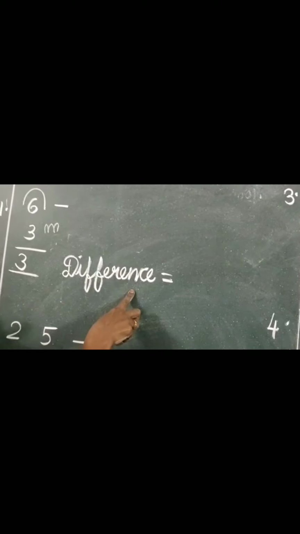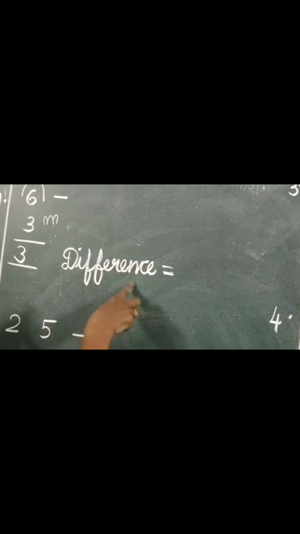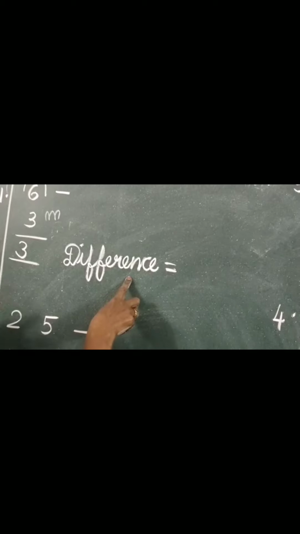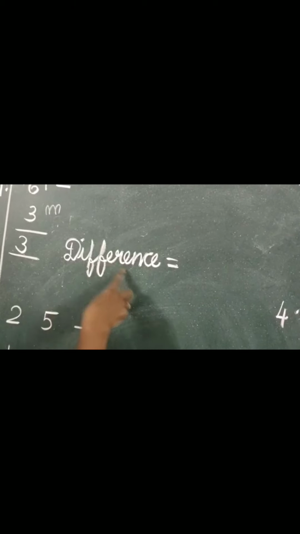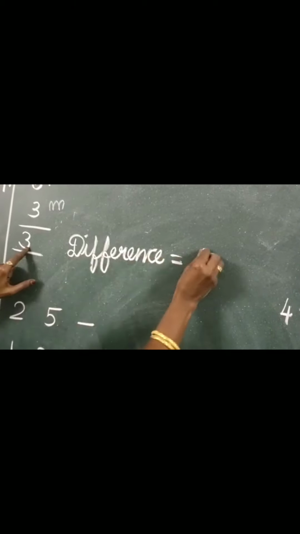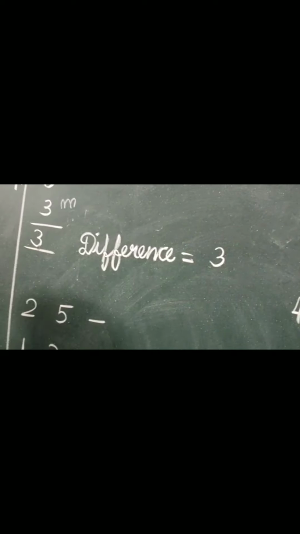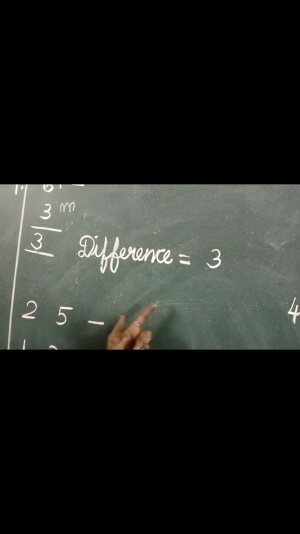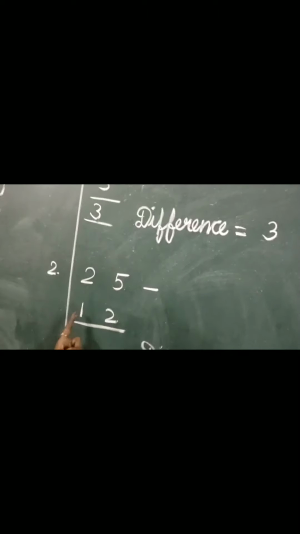So when you subtract a number from a number, the answer will be the difference of that number. So we have to write it as difference. So now your difference is 3. For addition we wrote sum. Here we have to write difference. Okay. So now 25 minus 12.